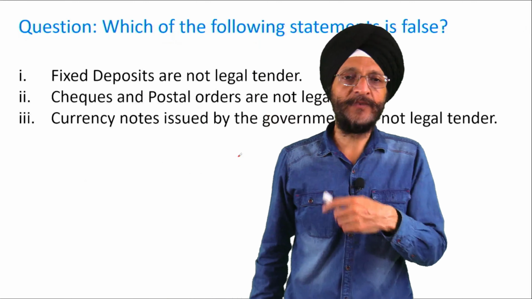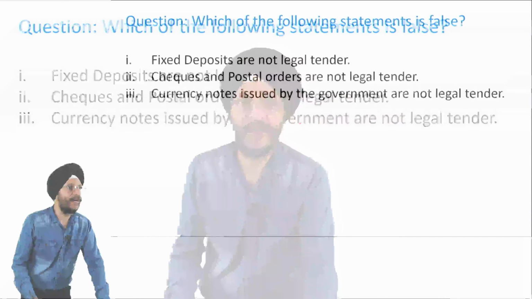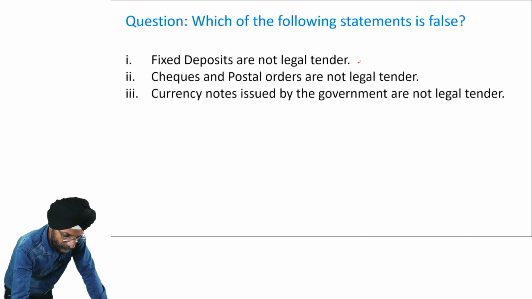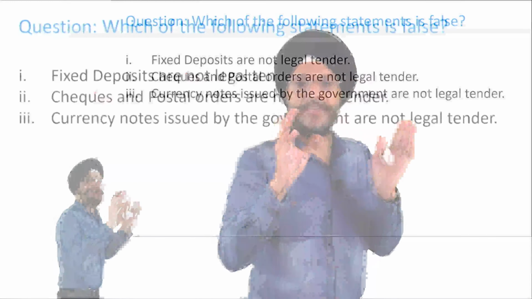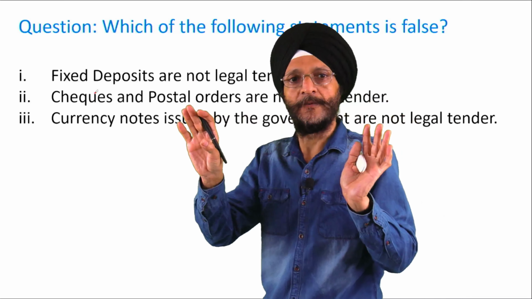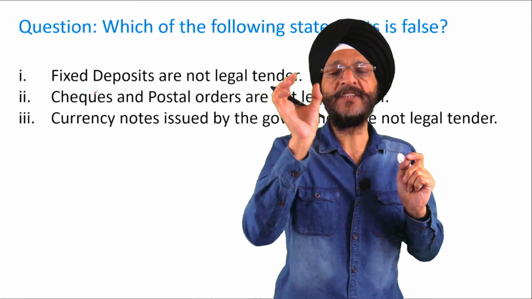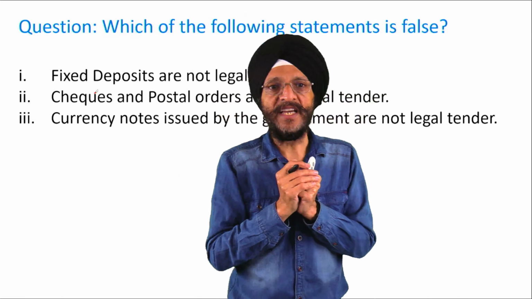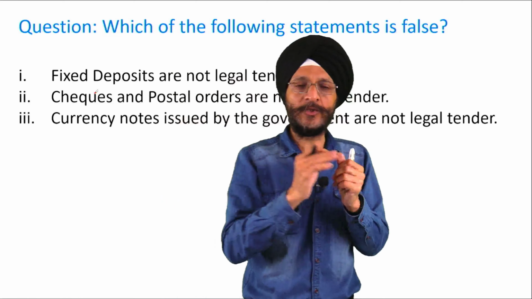Next, which of the following statements is false? Fixed deposits are not legal tender. It is correct, because fixed deposits are issued by commercial banks, so these are not legal tender. Okay, it is correct, but we have to find the statement which is false. Checks and postal orders are not legal tender. Okay, it is also correct.